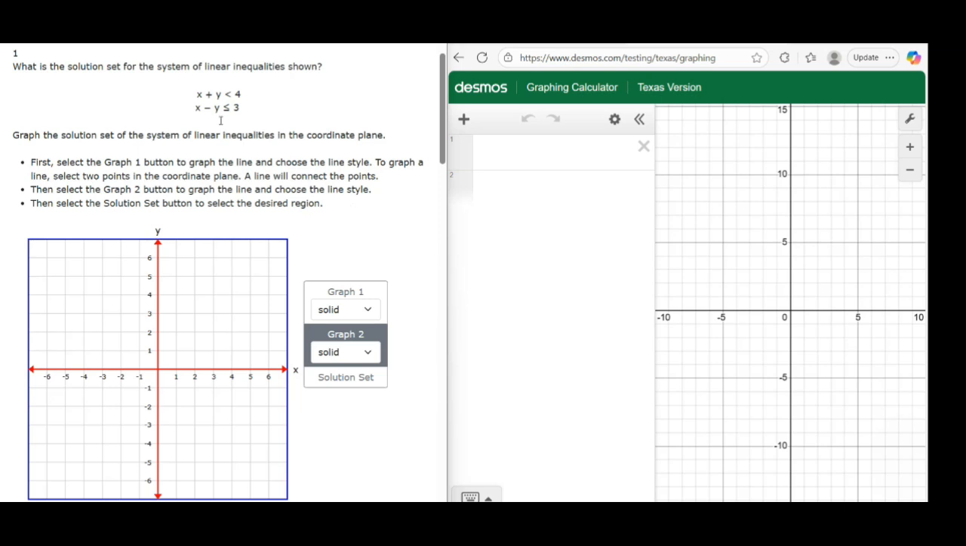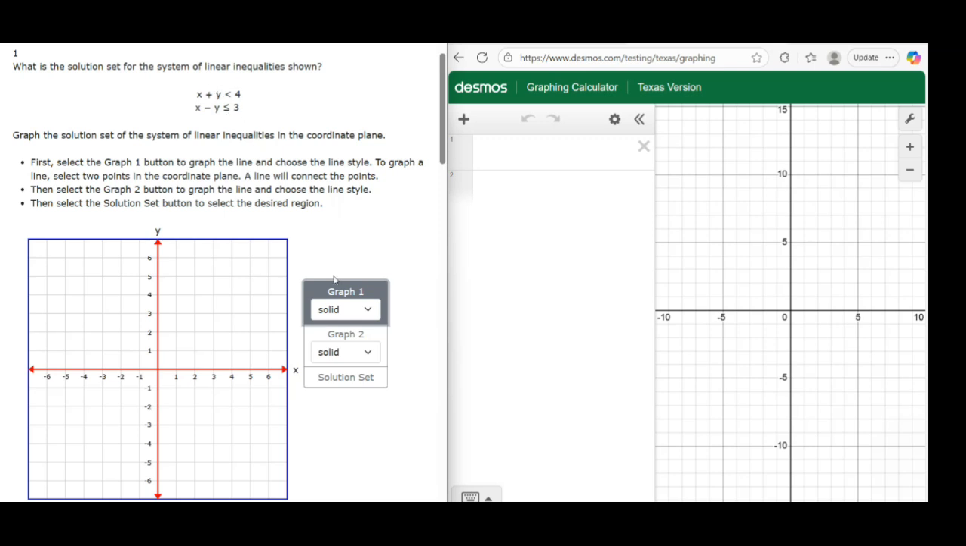Today we're going to be looking over some practice problems on system of inequalities, so when you have more than one inequality and how to graph it. This is actually how it looks on the STAR test. It gives you a coordinate grid. It'll ask you how to graph the first equation. So graph 1 is for this first one.